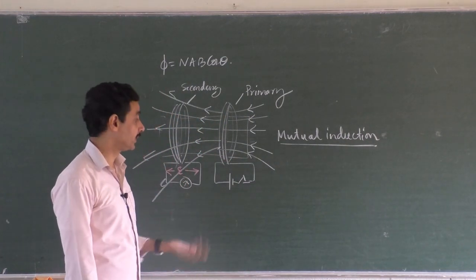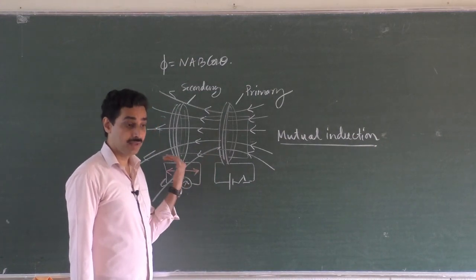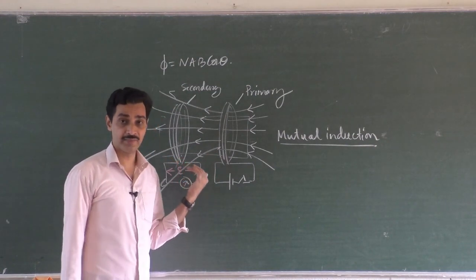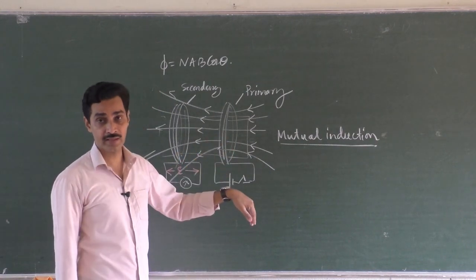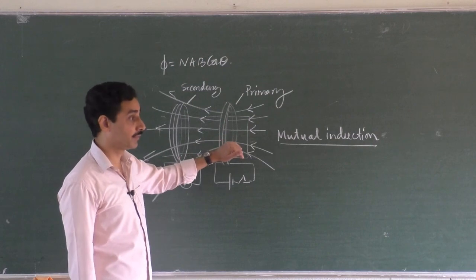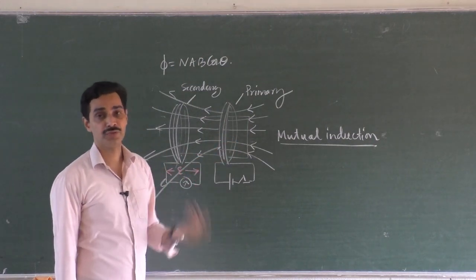That property, because of which a change in the magnetic field of the primary coil induces an EMF in the secondary coil, is called mutual induction.